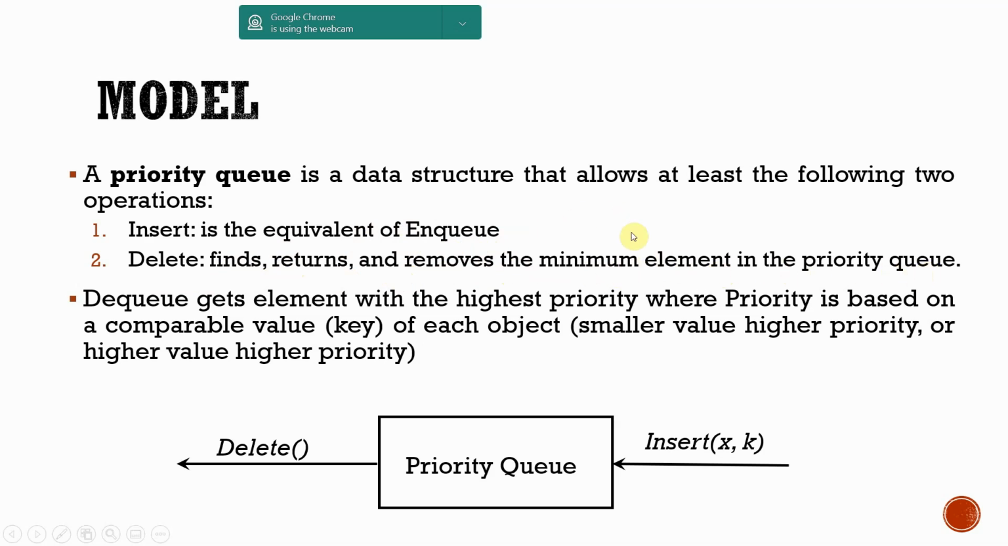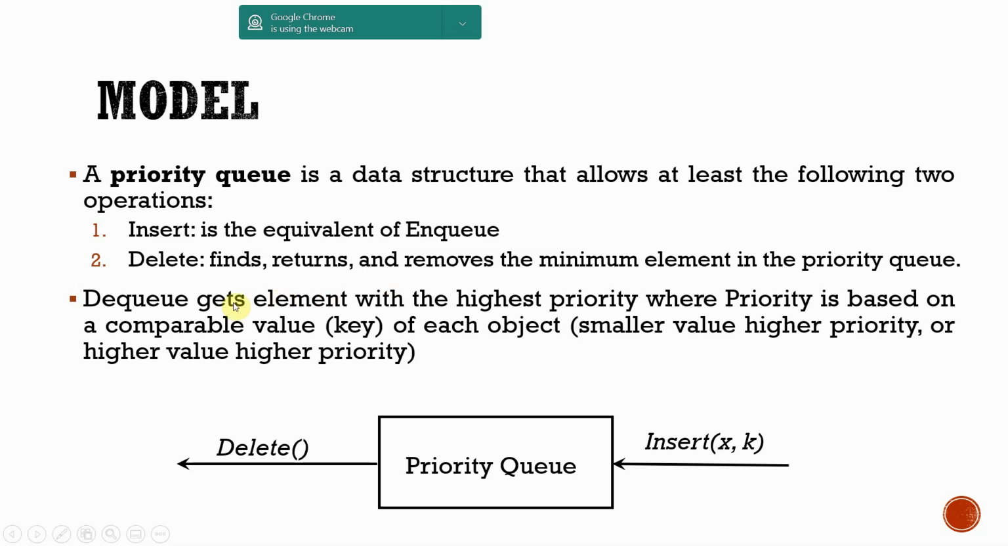So when we talk about priority, our priority can be either the element with the smallest key is going to be removed first, or it can be the element with the largest key value is going to be removed first. So that's how we decide if we should implement a min heap or a max heap, right?